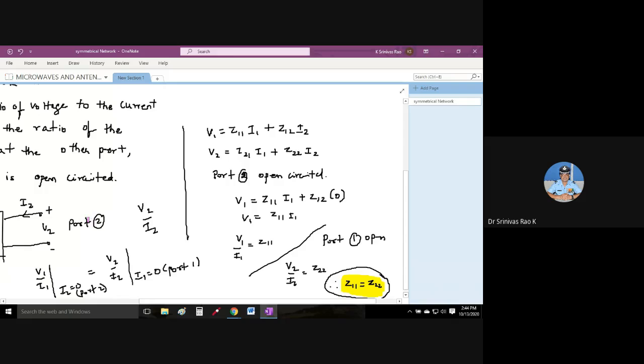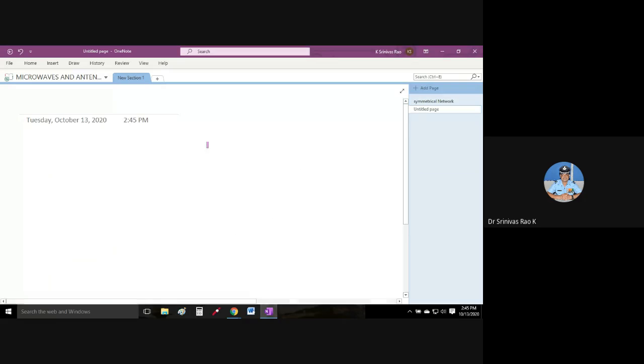Now I'll give one small example to help you understand better. These things about ports are very important, I'm highlighting this. Okay, now I'll give one example. I will go to the next page. Please everyone concentrate here. Now you understood the concept. I'll put a Z parameter two-port network.